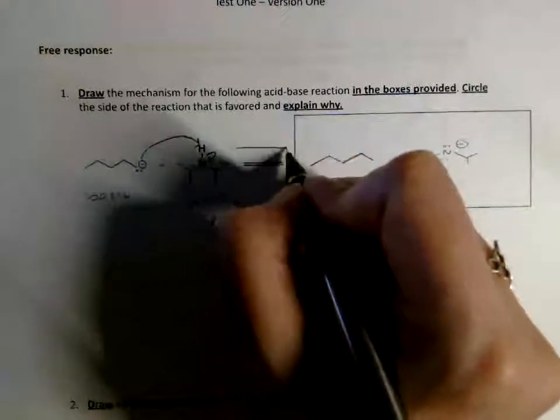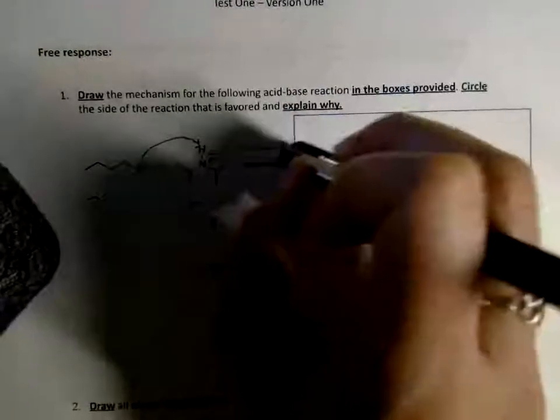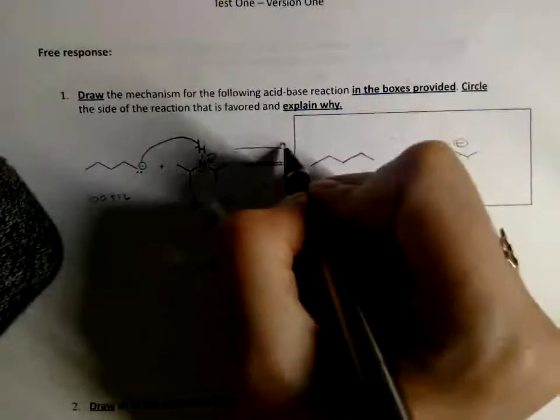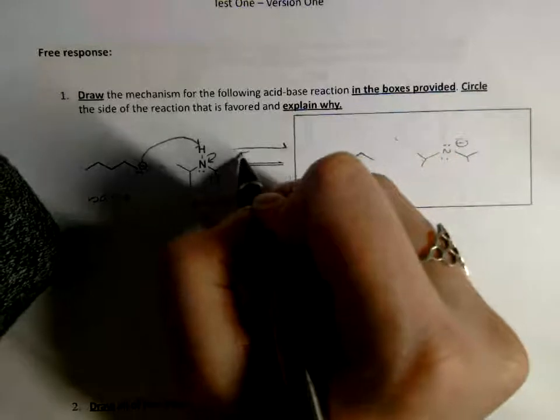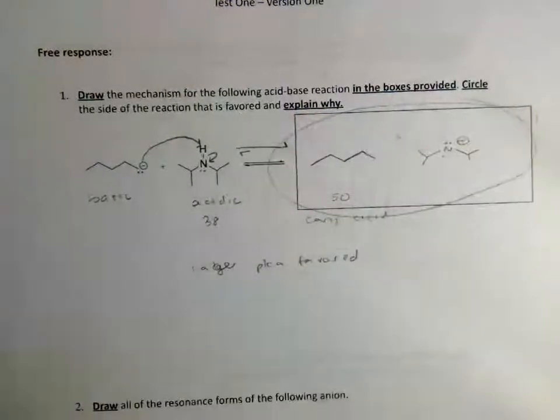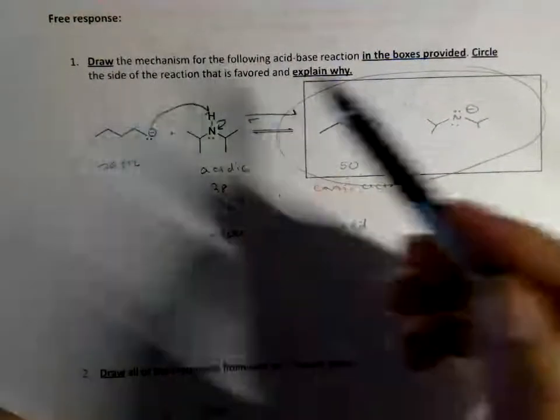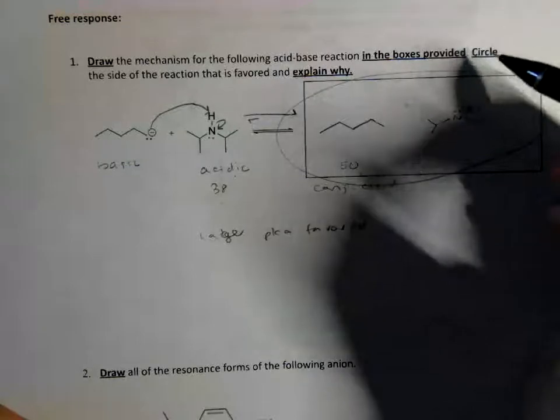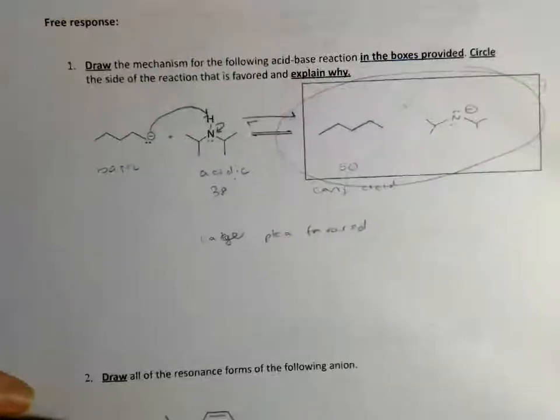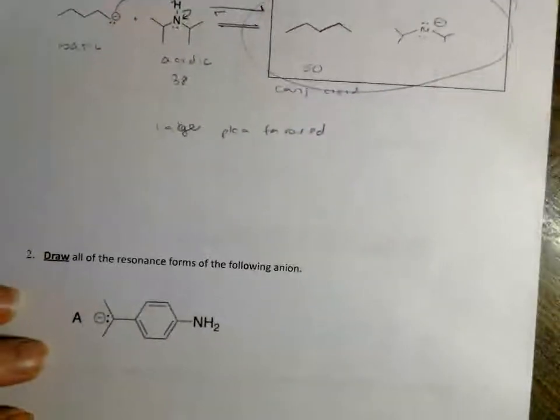So really the proper arrows would be more like this. It's still in equilibrium, but really it's significantly favored to go this direction. And this side is favored. Okay, so did I do all the parts of that? Draw the mechanism, circle the side of the reaction that's favored, and explain why. Yep. Okay, so this question, draw all the resonance forms.